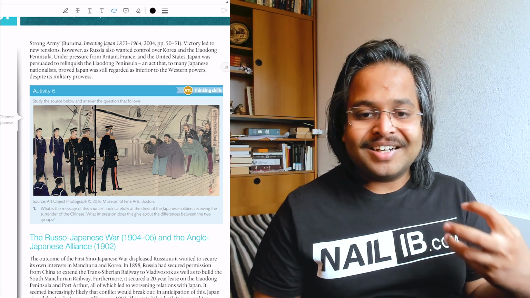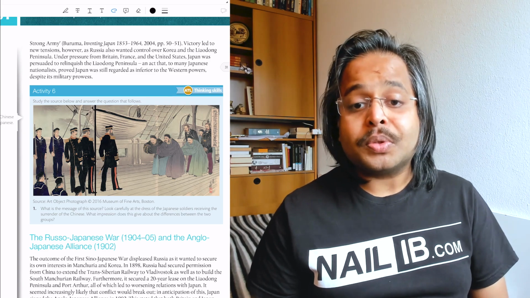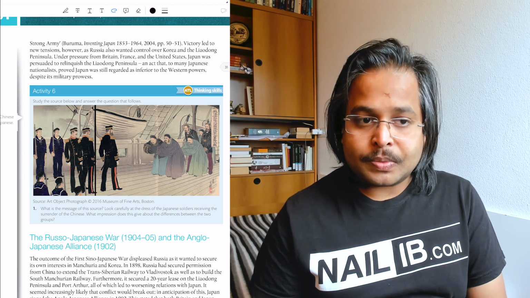So this is a very powerful, like all geographies in the world actually, this is a very conflict-prone area. Under pressure from Britain, France and the United States, Japan was persuaded to relinquish the Liaodong Peninsula. So they were persuaded to give up, despite having got it through the Chinese fair and square, they were persuaded to give it up.